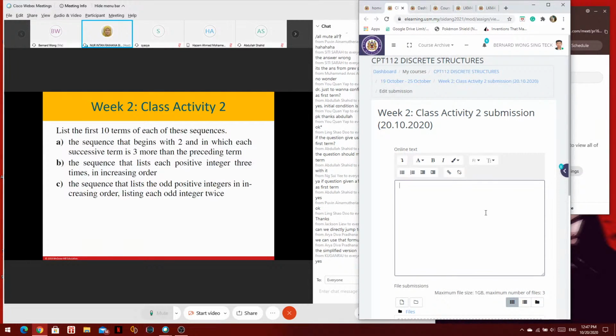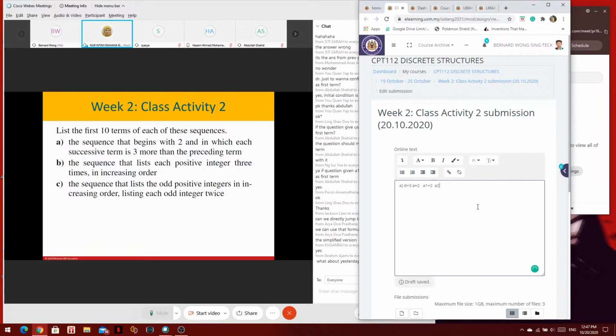If you look at the e-learn, I've activated the link for submission of week 2 class activity. This is a very basic question 1, just to take your attendance. List the first 10 terms of each of these sequences. A, the sequence that begins with 2 and in which each successive term is 3 more than the preceding term. B, list the 10 terms of the sequence that lists each positive integer 3 times in increasing order.